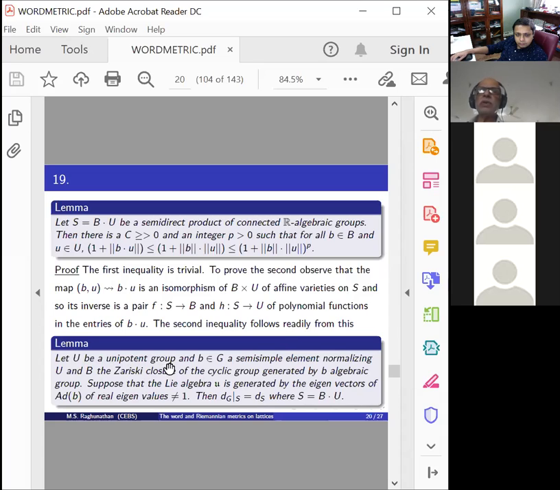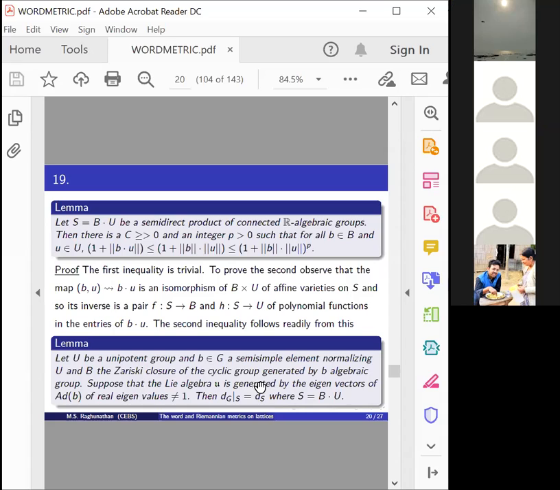So the next lemma says: if U is a uniform group and B in G a semisimple element normalizing U, and B the Zariski closure of the cyclic group generated by B, it's an algebraic group. I'm sorry. Suppose that the Lie algebra of U is generated by the eigenvectors of B with real eigenvalues not equal to 1. Then the distance function of G restricted to S is the same as the distance function of S on BU.